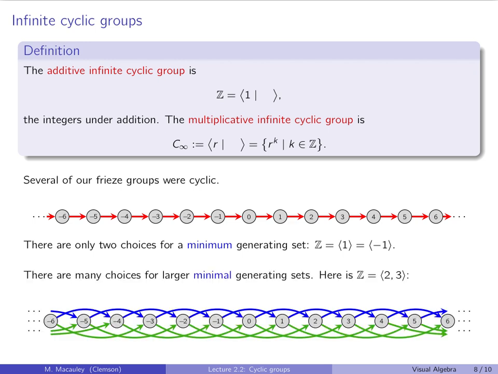However, there are many choices for larger minimal generating sets. Here's a Cayley graph using 2 and 3. And I encourage you to think about not only what other minimal generating sets of size 2 there are, but also what minimal generating sets there are of size 3. As a hint for this, 30 is equal to 2 times 3 times 5. So if you mix and match some primes, if you take 2 times 3, you take 3 times 5, I don't want to say too much, and 2 times 5, you can get a generating set of size 3. That's minimal.